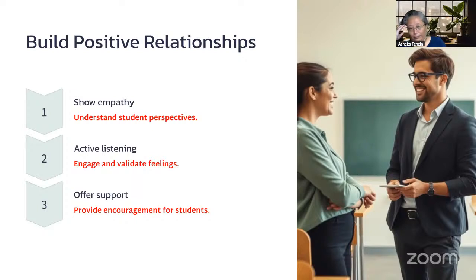Actively listen to them. Sometimes students keep saying something and you are doing your own thing. When the students talk to you, please listen to them actively. And lastly, encourage your students, offer support. So when you do these 3 things with your students, then the students will trust you and they will know that my teacher is good. And when you say that this is what is expected, they will listen to you. So these are the 3 things you need to do to build positive relationships: show empathy, listen actively to them, and offer your support.